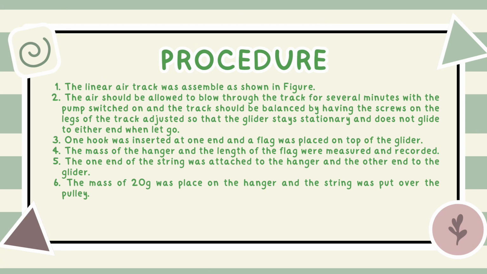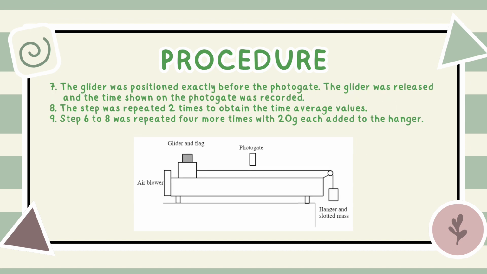Third, one hook was inserted at one end and a flag was placed on top of the glider. Fourth, the mass of the hanger and the length of the flag were measured and recorded. Fifth, one end of the string was attached to the hanger and the other end to the glider. Sixth, the mass of 20 grams was placed on the hanger and the string was put over the pulley. The glider was positioned exactly before the photo gate.